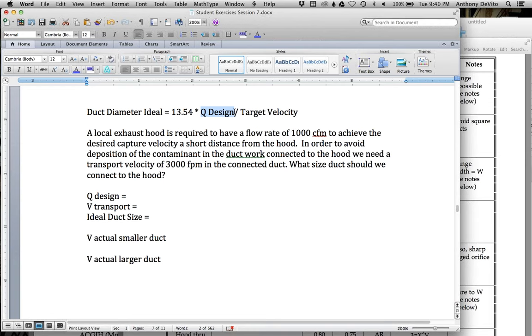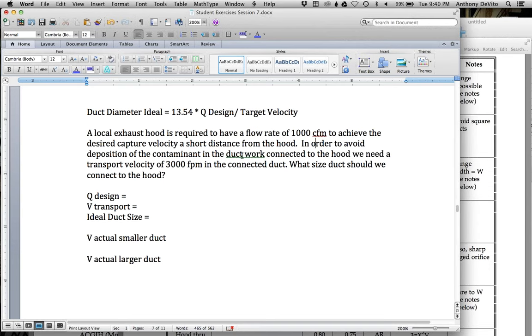It also makes the air move so fast that you may have vibration problems, noise problems, and so on and so forth. So you want to size the ductwork to match your velocity, to match the quantity of air you need to move. For instance, the local exhaust is required to have 1,000 cubic feet per minute to achieve the desired capture velocity. You figured that out just the way we did before.